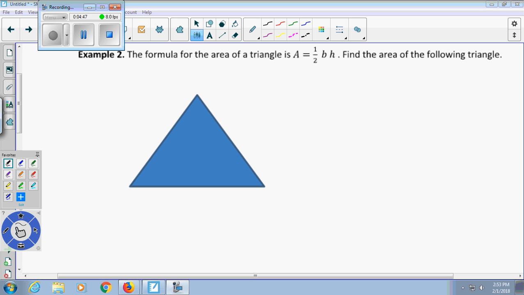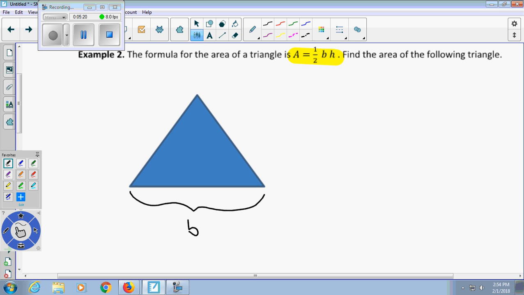In example 2, here's just another formula that has a little bit of context. Here I have the graph of a triangle, and here the area of a triangle is given by 1/2 the base times the height. I'm going to label a few things on this triangle. When we say the base, that would be the length of the bottom.